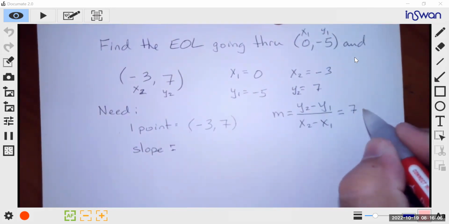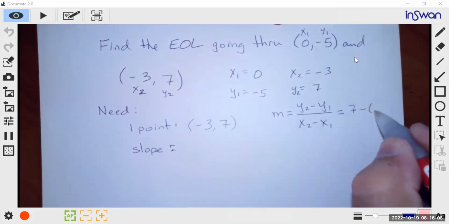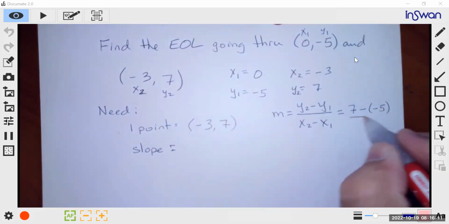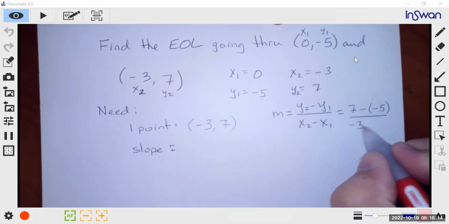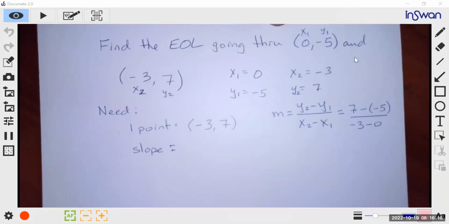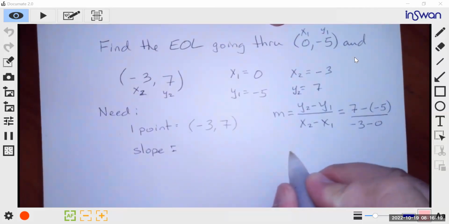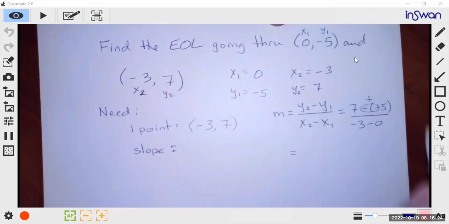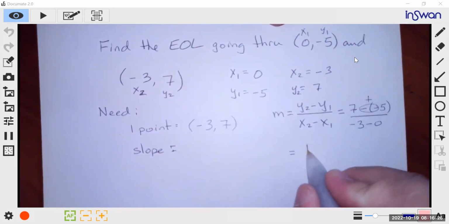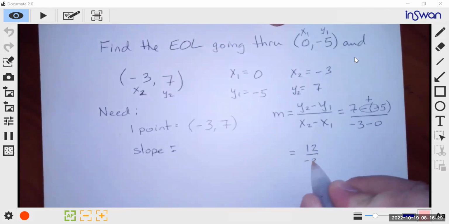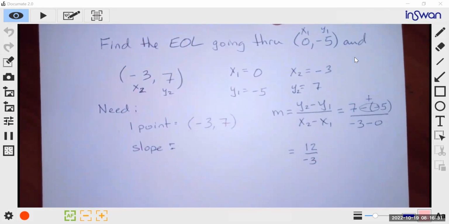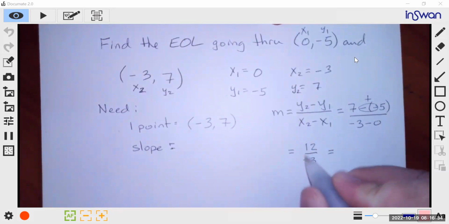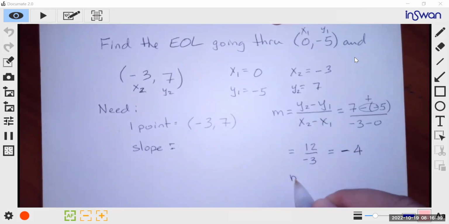So we have 7, which is y2, minus a -5, -3 minus 0. Negative and negative becomes a positive. So 7 plus 5 is 12 over -3. Since there's only one negative, the answer is negative. 12 divided by 3 is 4. So my slope is -4.